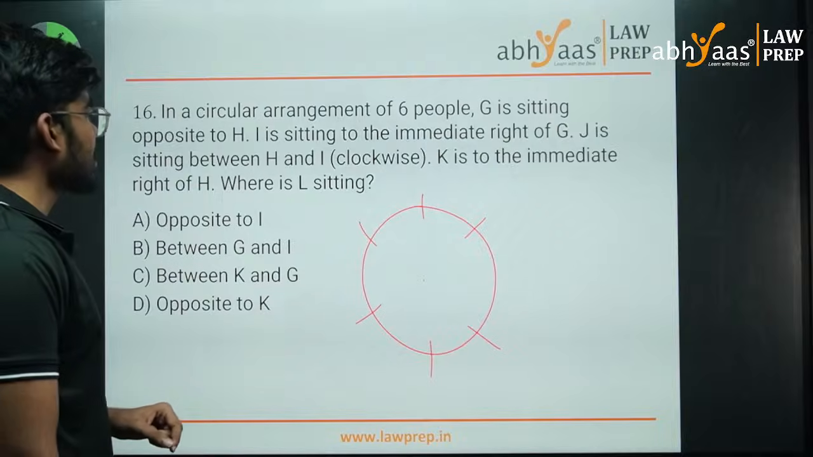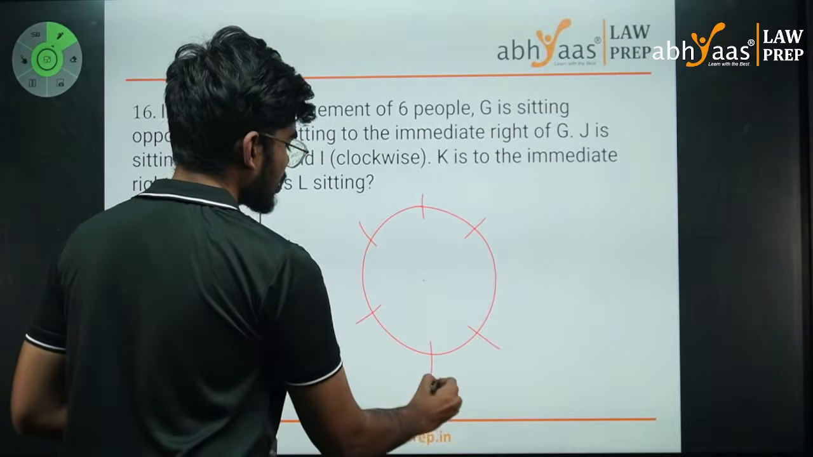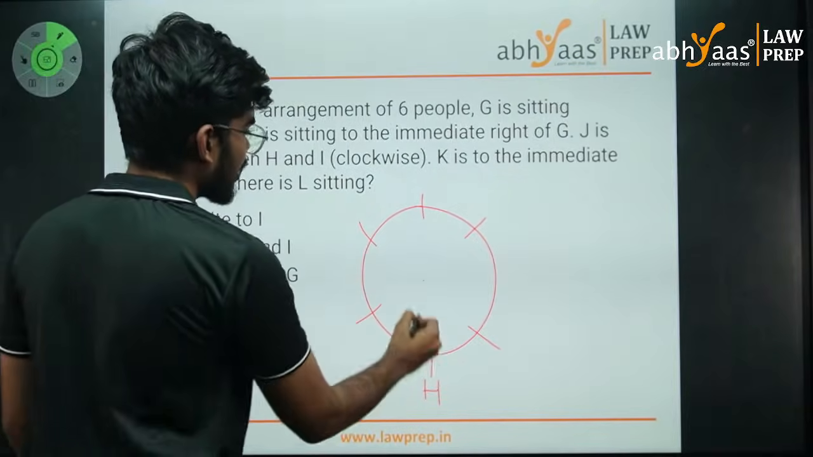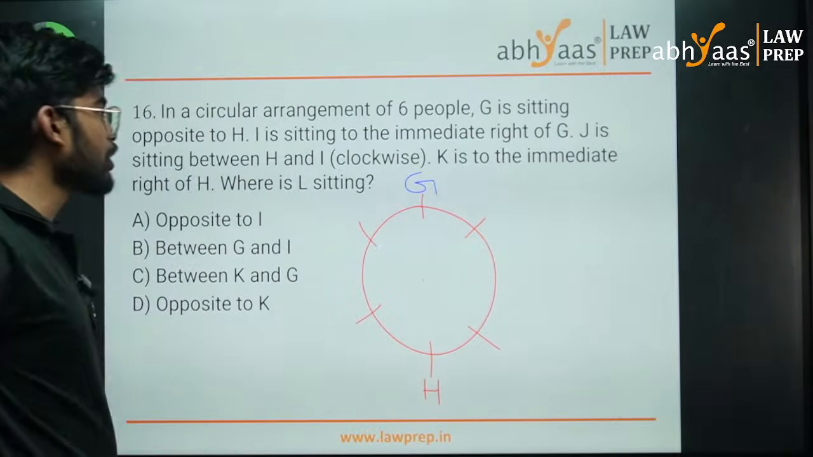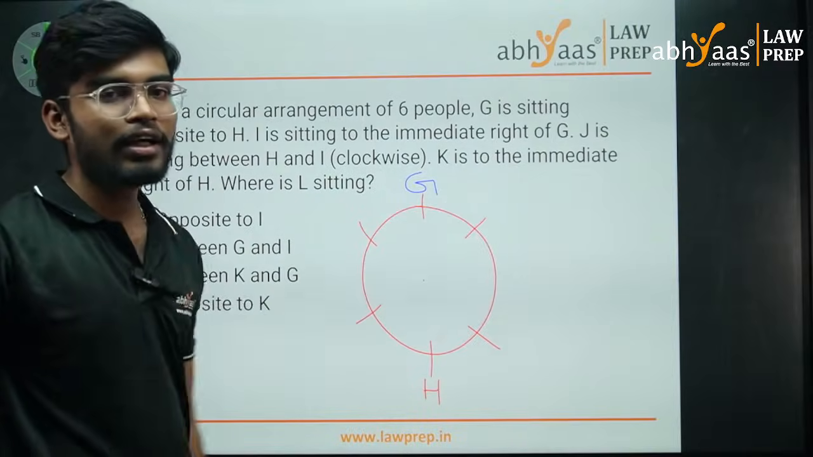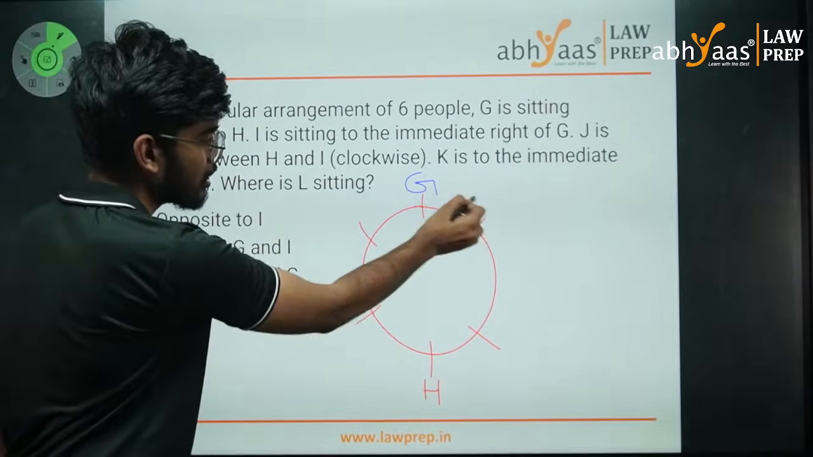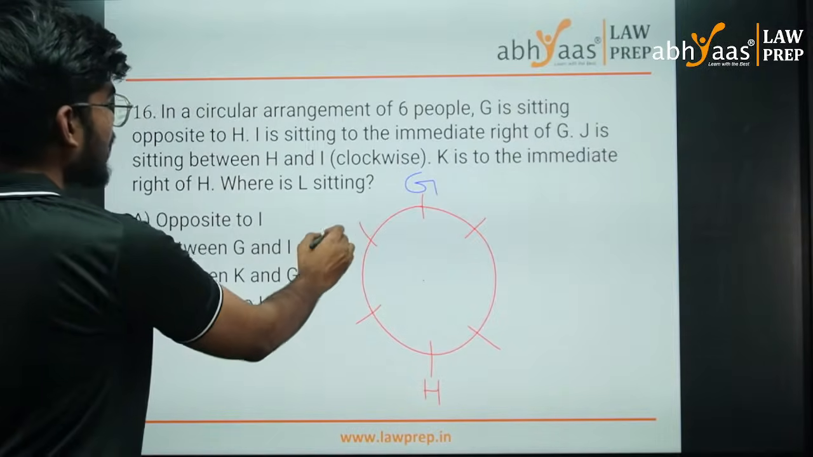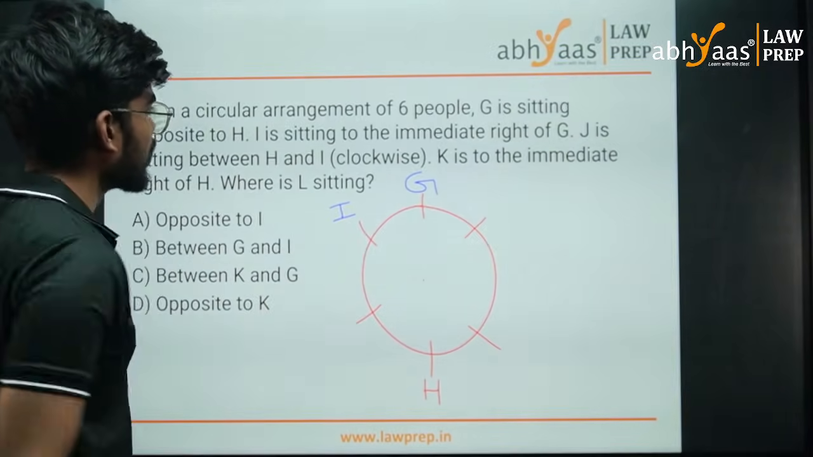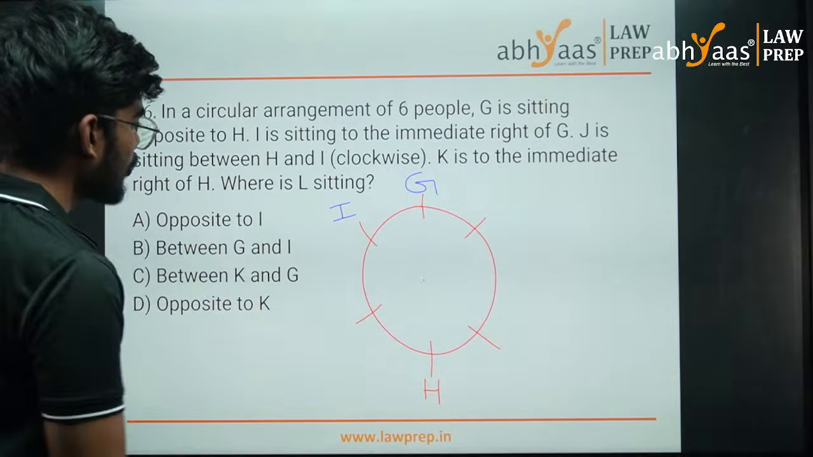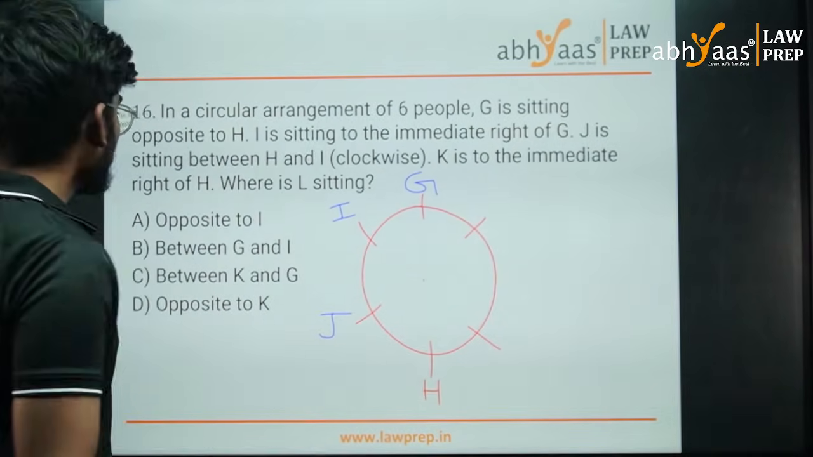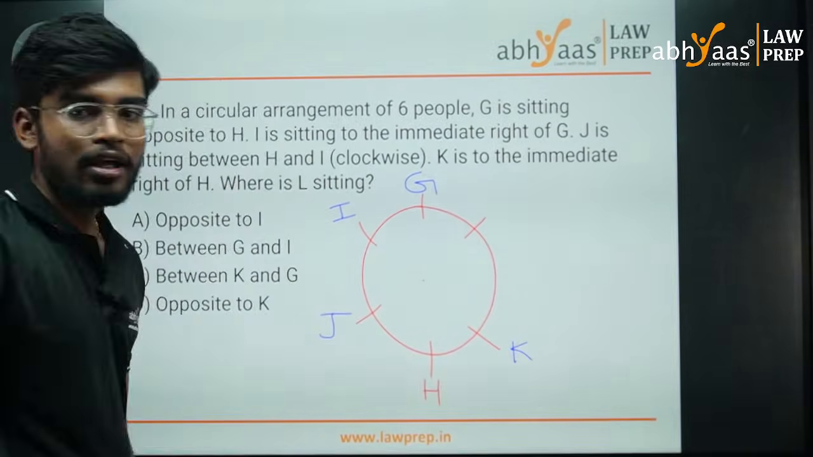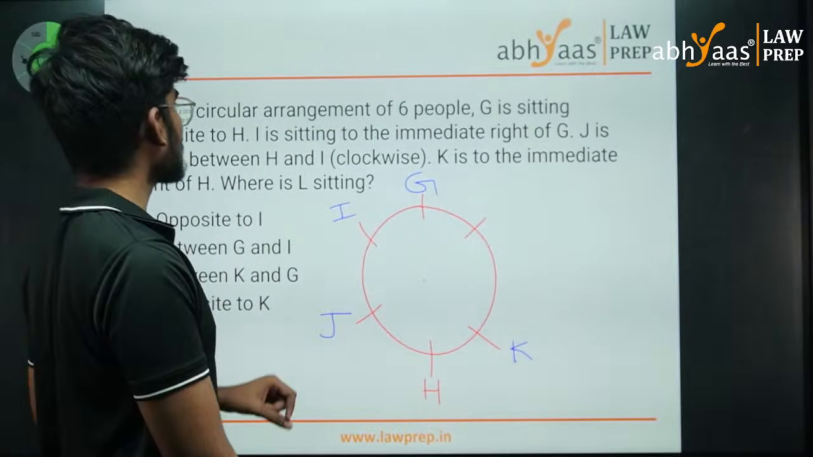G is sitting exactly opposite of H. Say if this is H, just a minute. If this is H, G is sitting exactly opposite to H. I is sitting to the immediate right of G. Immediate right of G means this is left and this is right of G with respect to G. So I is sitting immediate right of G and J is sitting between H and I. K is to the immediate right of H. Which position is left?